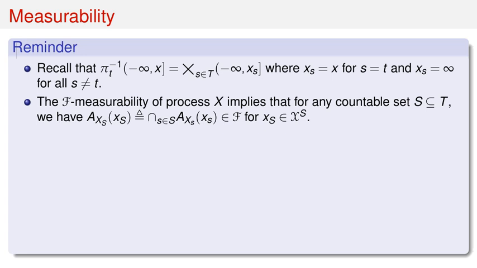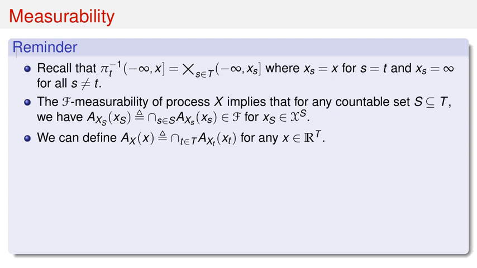The ℱ-measurability of the process X implies that for any countable subset S of T, the joint event A_S(x_S), defined as the intersection over s in S of A_s(x_s), is in ℱ for any x_S in 𝒳^S. This is because ℱ is closed under countable intersections. We can try to define A_x(x) as the intersection over all t in T of A_t(x_t) for any function x in R^T.